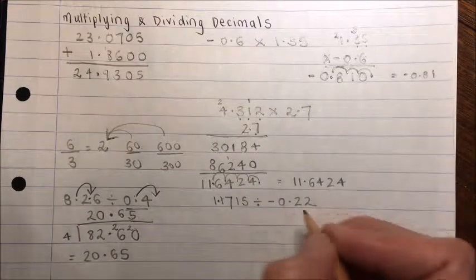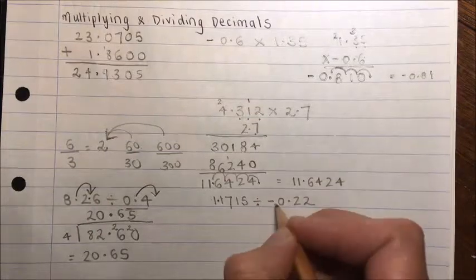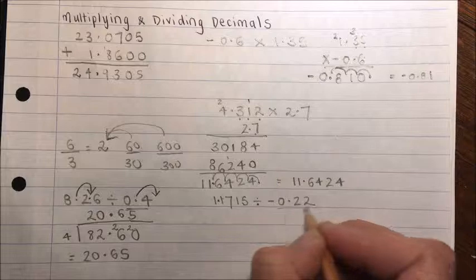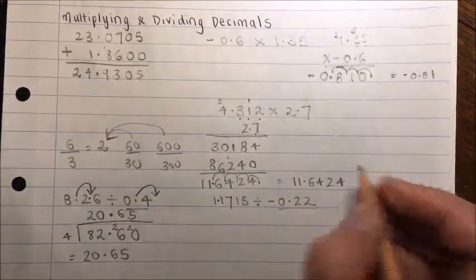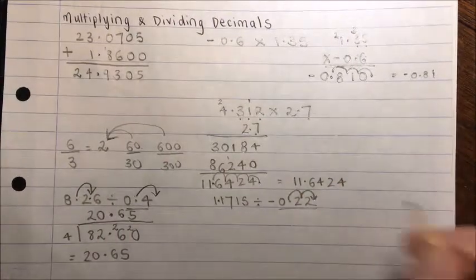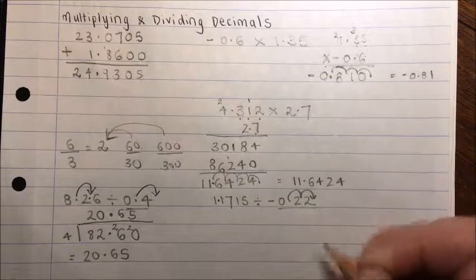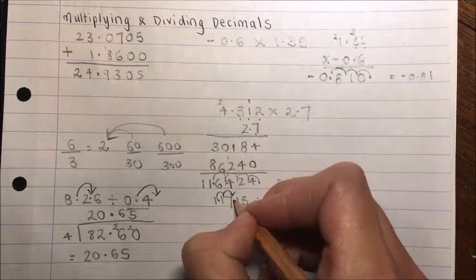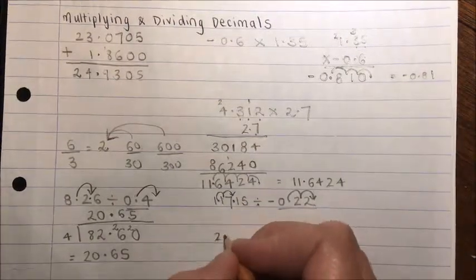Let's have a little look at one more. 1.1715 divided by negative 0.22. Again, this is the number I'm dividing by, and it's really hard if it's not a whole number. So let's multiply that by 100 this time. I've moved my decimal point twice. I'm multiplying by 100. And that's cool, provided I do the exact same thing over here and multiply that by 100.